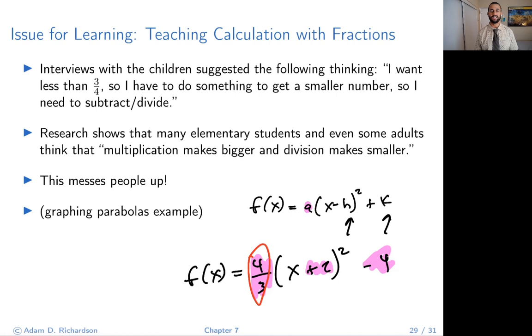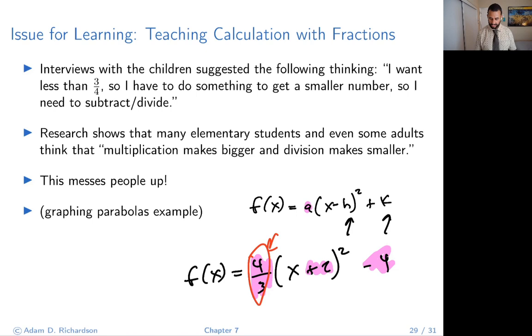And I was in the back and I was like, oh no, because that's incorrect. This actually is a vertical stretch. It's going to be stretched vertically because of this factor right here. And the reason has nothing to do with the fact that it's a fraction at all. The fact that it's a fraction has nothing to do with the vertical stretch or the vertical compression. The thing that determines if it's a stretch or a compression is the size of the number.